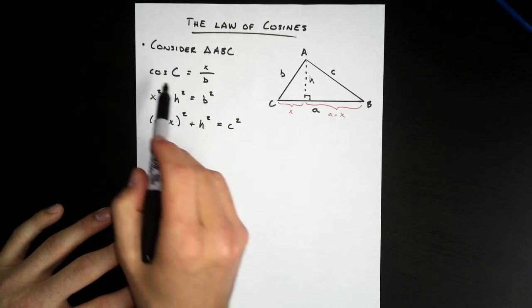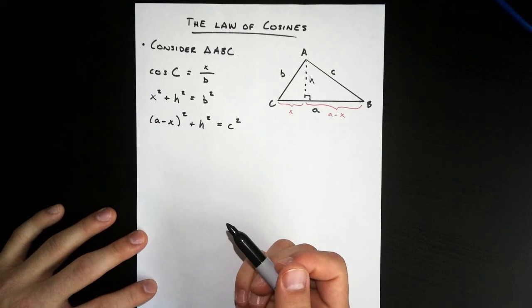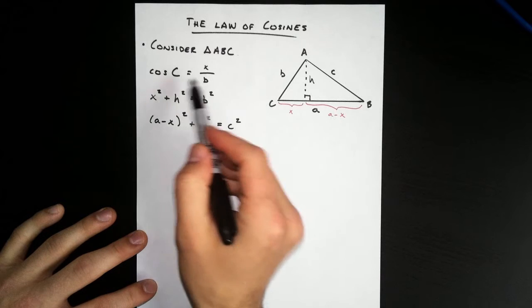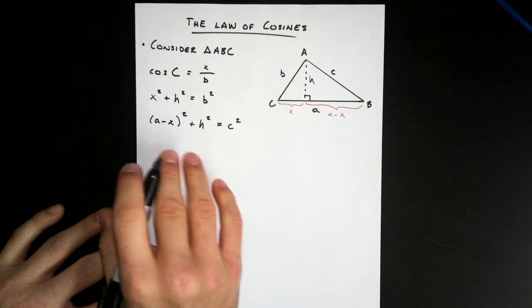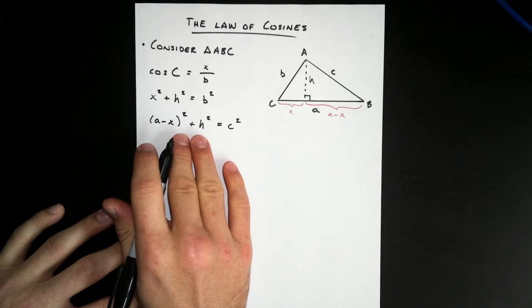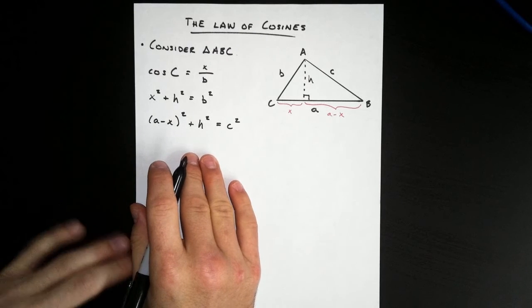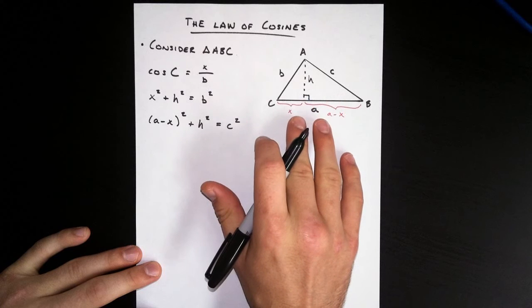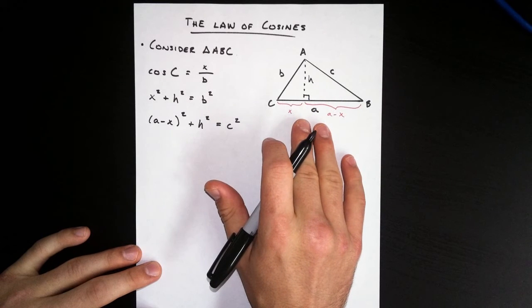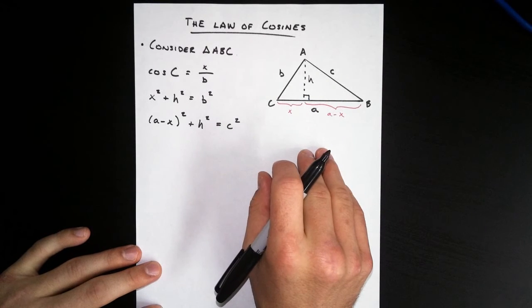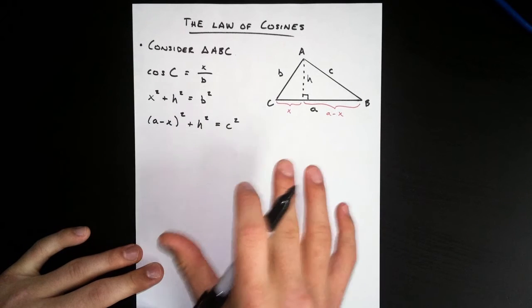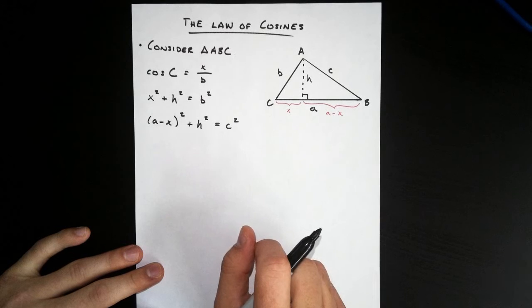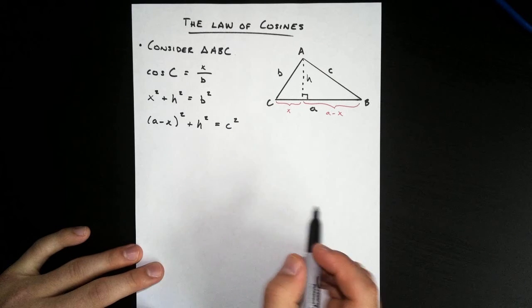Okay, so I have these three formulas here. I am going to combine these together in such a way that I can eliminate the h's and I can eliminate the x's. Both the x and the h were things that weren't a part of our triangle originally, so I want to eliminate those, so I'm only using the information I know about the triangle to start with.